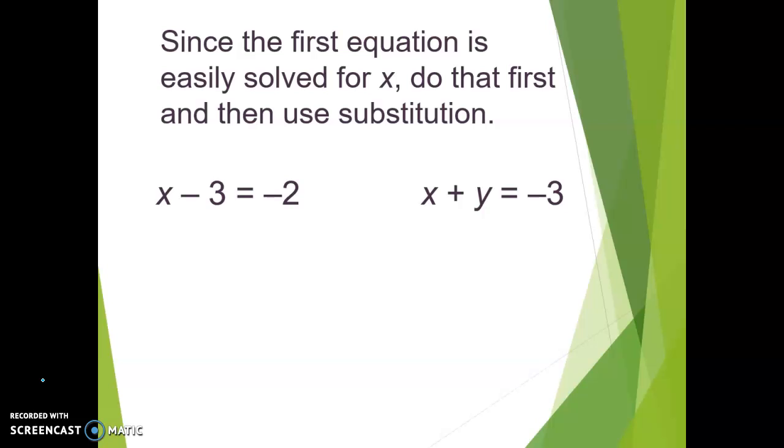Since the first equation here is easily solved for x, we can do that first and then use substitution. We've got x equals, we add that 3 to both sides, and then we can plug that into the other equation. x equals 1, plug it in and solve for y, y equals -4. So because we can easily solve for the variable, substitution was our best method to use there.